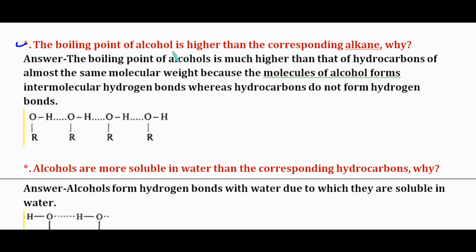The boiling point of alcohol is higher than the corresponding alkane. Why? The boiling point of alcohol is much higher than hydrocarbons of almost the same molecular weight because the molecules of alcohols form intermolecular hydrogen bonds, whereas hydrocarbons do not form hydrogen bonds. This is the structure ROH, ROH, ROH, and this is the intermolecular hydrogen bonding between the alcohol molecules which increases the boiling point.